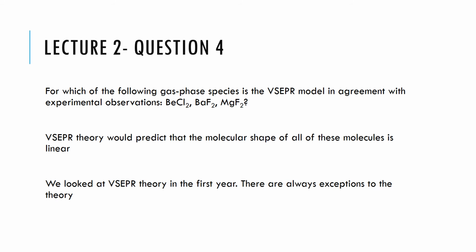Okay, now lecture number 2, question 4. For which of the following gas phase species is the VSEPR model in agreement with experimental observations? There are 3 options there: BeCl2, BaF2 and MgF2. So this requires you to cast your mind back to first year, when we were speaking about VSEPR theory and molecular shape, at least for the first part of the question. First thing we need to consider is what molecular shape VSEPR theory predicts for these molecules. And for every single one of them, it's linear.